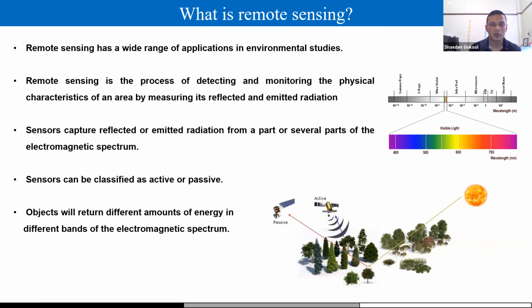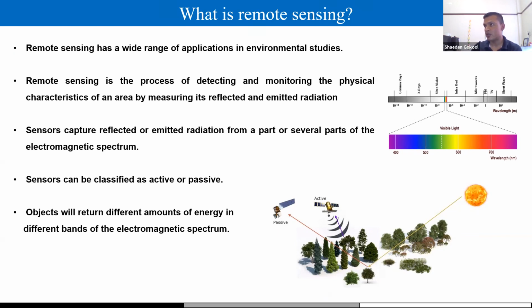So what is remote sensing? Remote sensing has a wide range of applications in environmental studies. It's the process of detecting and monitoring the physical characteristics of an area by measuring its reflected or emitted radiation. When we speak about reflected or emitted radiation, you can use the sun as an example. The sun emits its own radiation, and this radiation is then reflected off surfaces such as clouds, the land surface, the vegetation canopy, etc. And this reflected radiation can be measured by sensors.